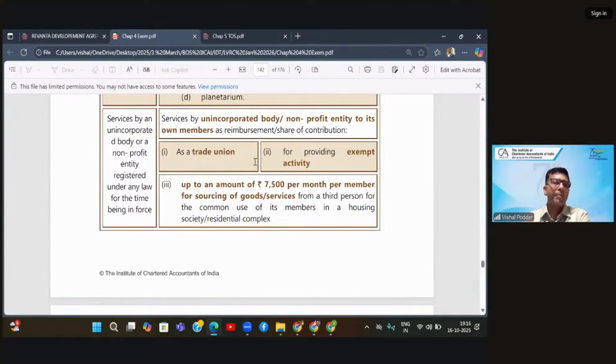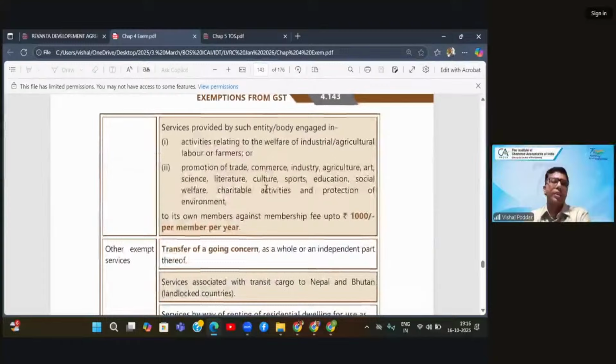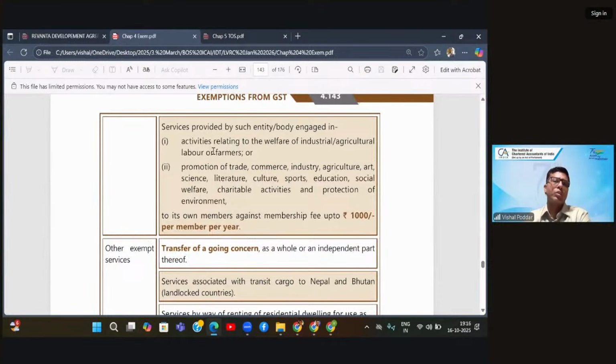Next, this is important. The society in which you stay charges you some monthly maintenance charges. If this monthly maintenance charge is up to 7,500, it is exempt. But if your housing society is charging you monthly maintenance charges exceeding 7,500, it is taxable. So this exemption is up to 7,500 if the monthly maintenance fee is up to that.